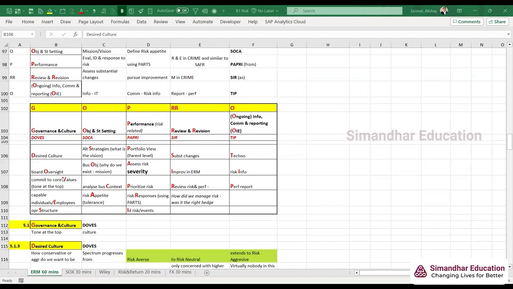Next is board oversight, right? Board oversight and independence. What does it mean? So there is a senior management or top management that runs the show in any company. Okay. And then there is a board of directors. So what the board of directors does is, first of all, they should be independent of the management. Why are they there? To see that the management is not doing something wrong.